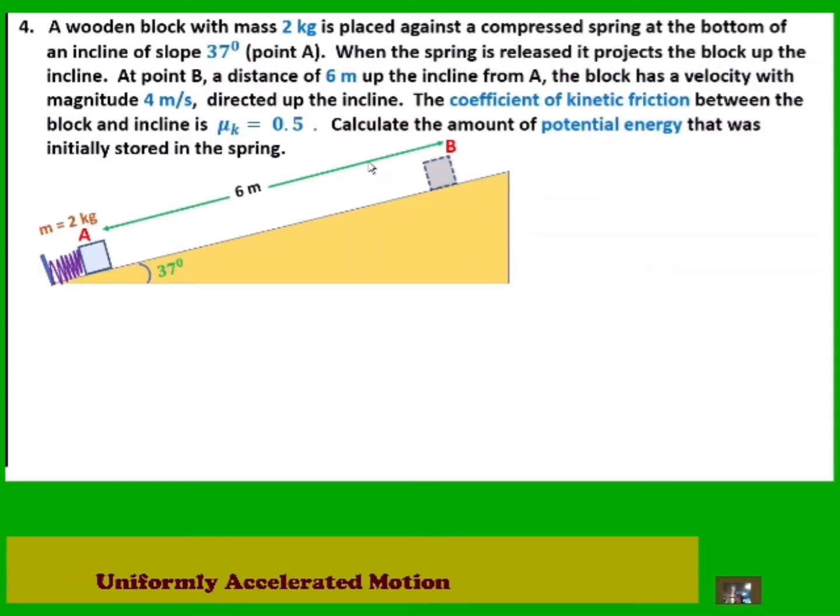Problem number 4. A wooden block with mass 2 kilograms is placed against a compressed spring at the bottom of an incline of slope 37 degrees, point A. When the spring is released, it projects the block up the incline. At point B, a distance of 6 meters up the incline from point A, the block has a velocity with magnitude 4 meters per second, directed up the incline. The coefficient of kinetic friction between the block and the incline is mu sub k equal to 0.5.